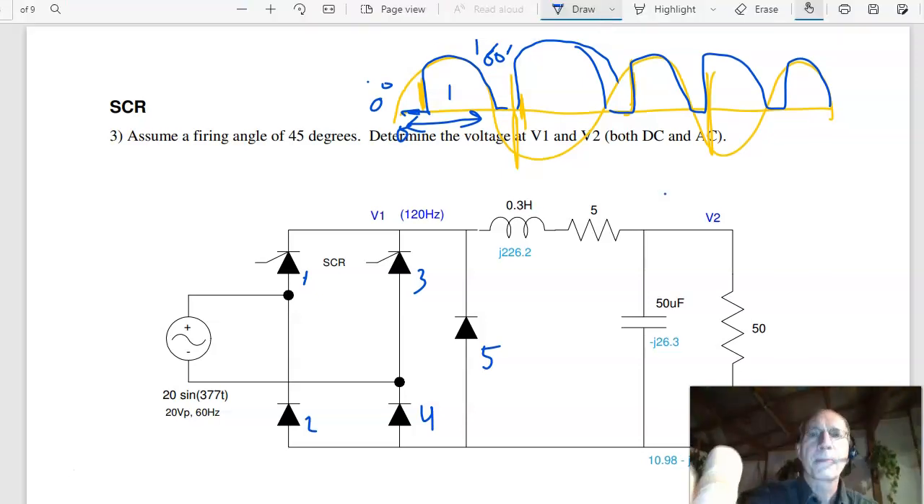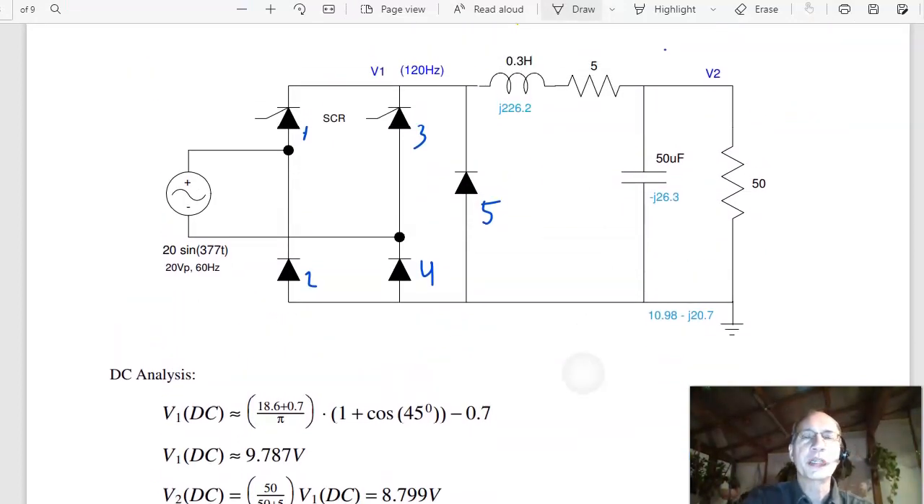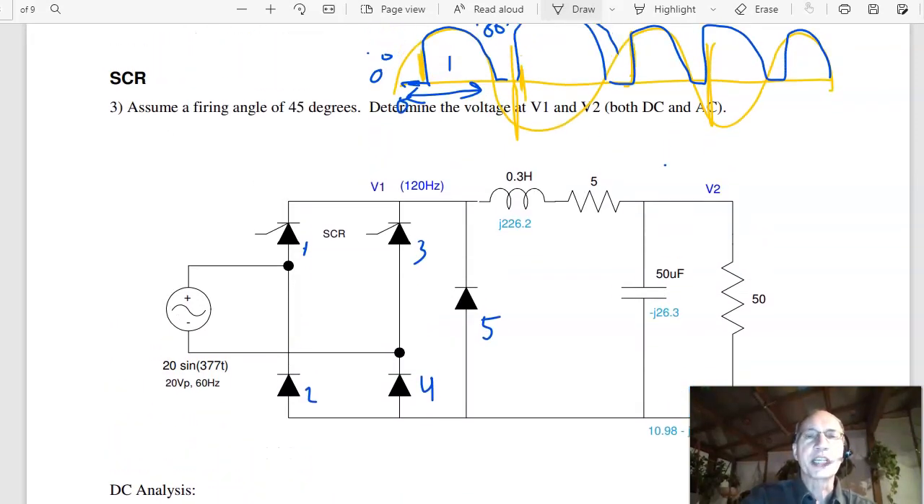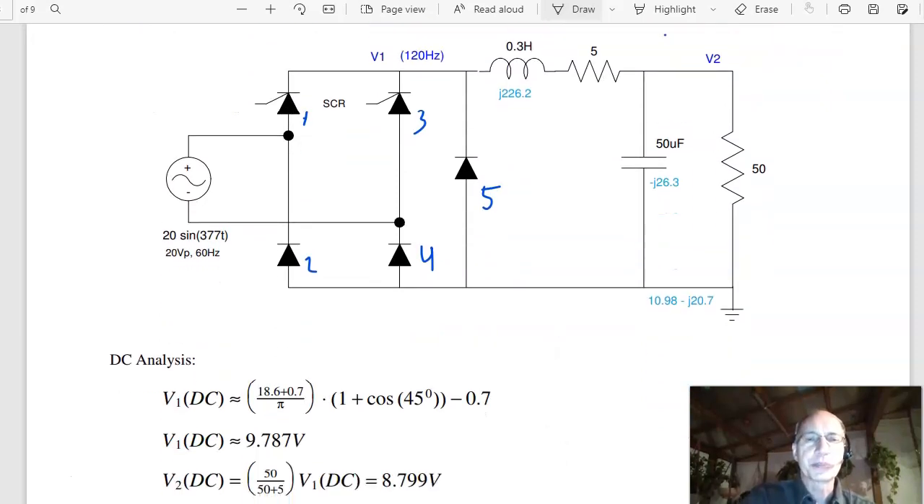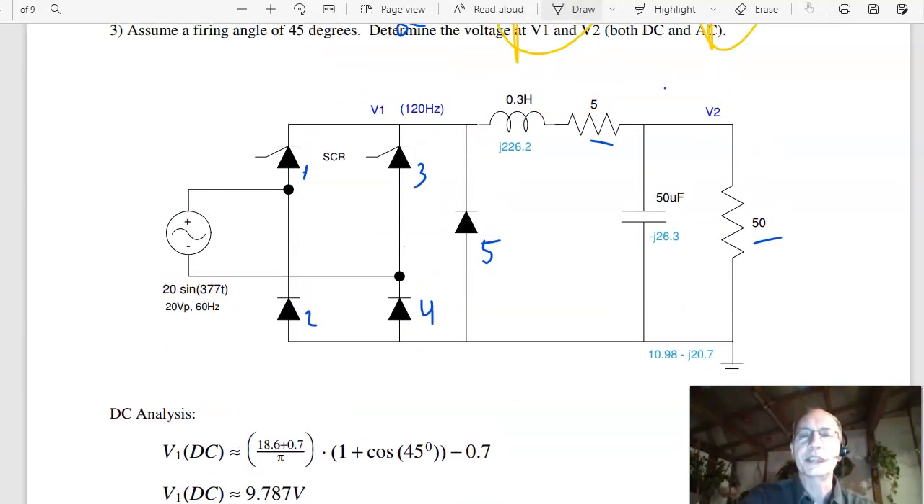So, to analyze the circuit, I first want to find the DC voltage at V1 and the DC and AC voltage at V1 and V2. Starting at DC, the DC voltage at V1, equation in the lecture notes, is the average of a sine wave that's turned off at 45 degrees. That gives you 9.787 volts. That's the DC voltage at V1. Then at V2, by voltage division, it's 50 over 50 plus 5 times V1, 8.79 volts at DC. That's V2.